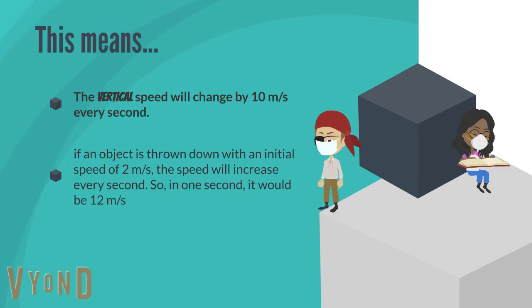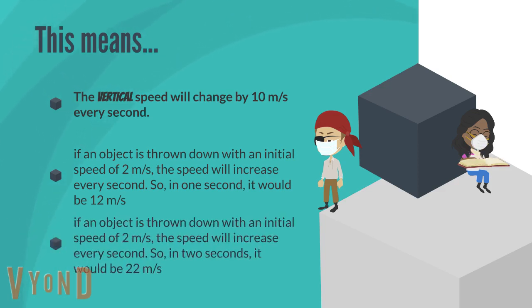If an object is thrown down with an initial speed of 2 meters per second, the speed will increase by 10 every second. So in 1 second, it would be 12, and in 2 seconds, it would be 22.